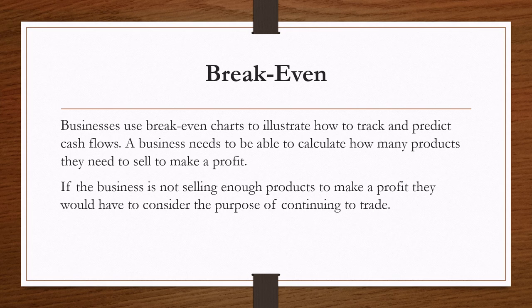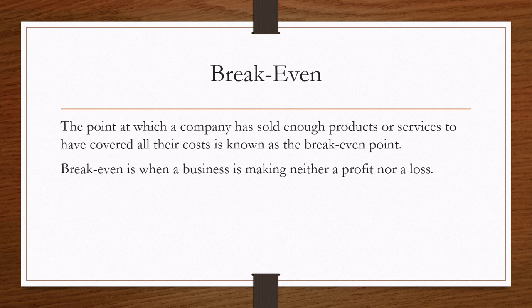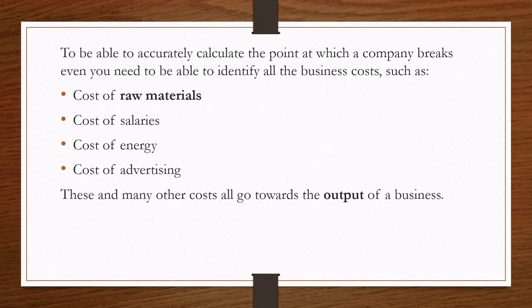Businesses use a break-even chart to illustrate how to track and predict their cash flows. A business needs to be able to calculate how many products they need to sell to make a profit. If the business is not selling enough products to make a profit, they would have to consider the purpose of continuing to trade. The point at which a company has sold enough products or services to have covered all their costs is known as the break-even point. Break-even is when a business is making neither a profit nor a loss.